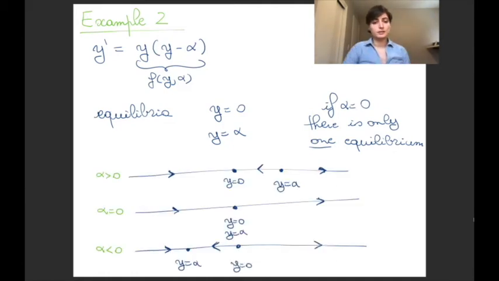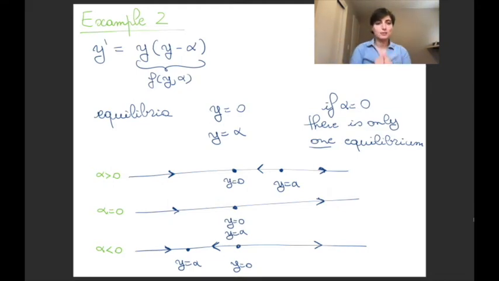So if we plot our phase line depending on alpha, we see that for alpha positive, we have two equilibria, y equal to 0 and y equal to alpha, that is on the right side of y equal to 0. On the left of y equal to 0, we are tending to 0. Between 0 and alpha, we're tending to 0. And for anything bigger than alpha, we're tending to infinity.